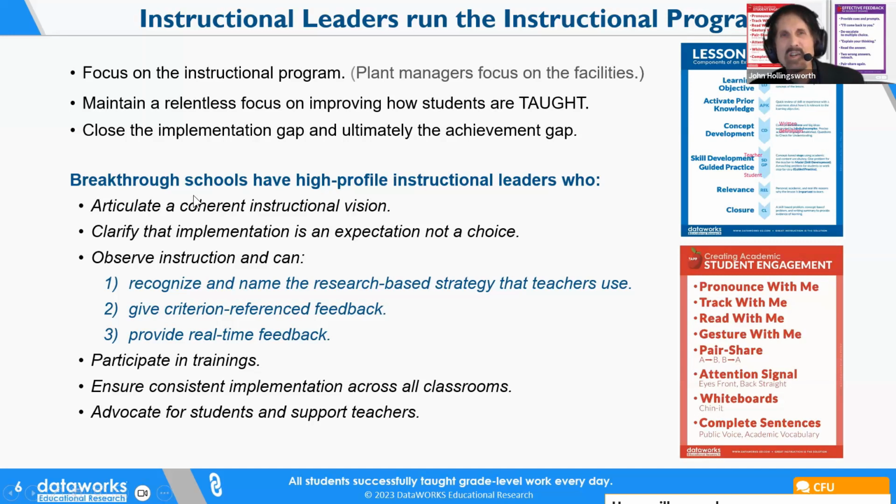There are some other strategies on this page. I'll just give you one: articulate a coherent instructional vision. So you need to have a very clear idea of what good instruction looks like, and everybody has that same vocabulary. Everybody knows what concept development is, checking for understanding, what complete sentences mean, the idea of using choral reading to support reading and engagement. Those are just a couple of ideas for instructional leaders.